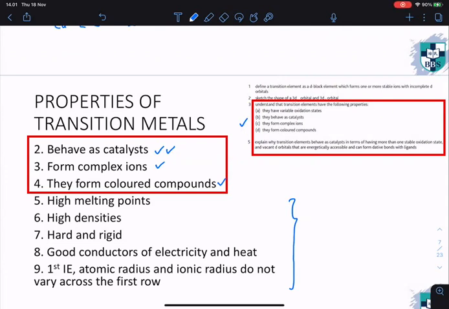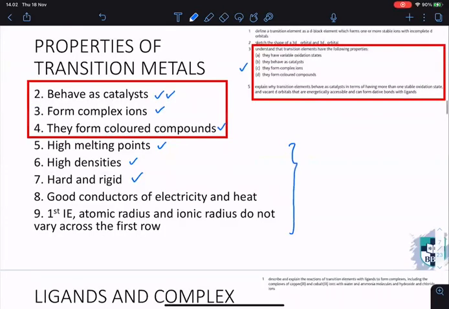So if they are metals, of course, they are going to have high melting points. They are going to have high density. They are going to be hard and rigid, which makes them suitable for construction. And because they are metals, they are very good conductors of electricity and heat. Iron can conduct electricity very well. Copper can conduct electricity very well. You should know all this.